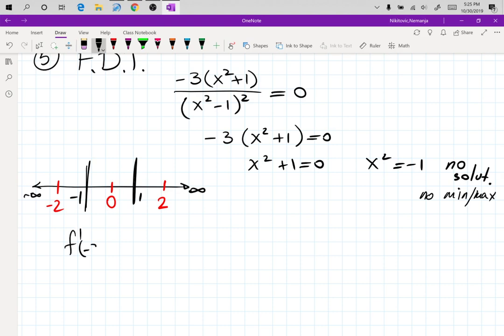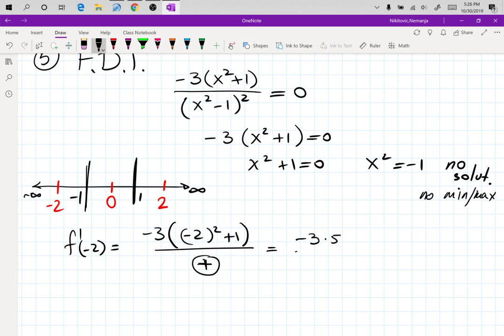So f prime at negative 2 is negative 3 times negative 2 squared plus 1, divided by a positive number. The denominator is squared, so it doesn't matter what you put for x in the denominator; once you calculate that and square it, it will always be positive, so we don't care. What do we have? We have negative 3 times 5 divided by a positive number. So that's a negative number divided by a positive number, which is negative, which means we have a decrease on the first.